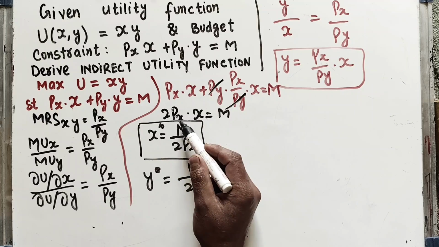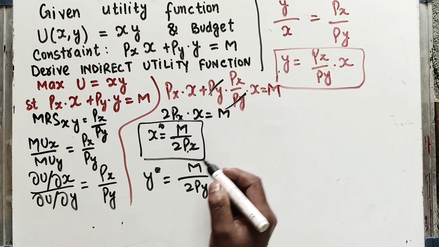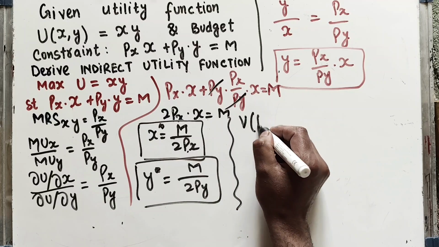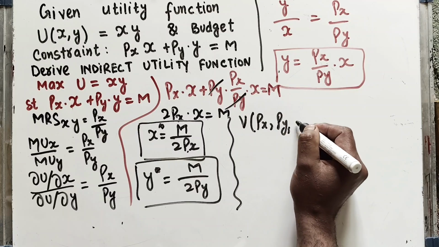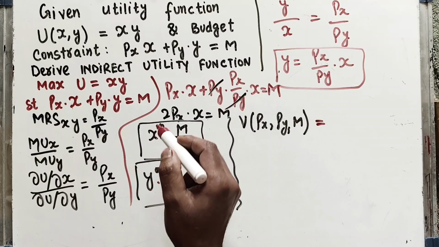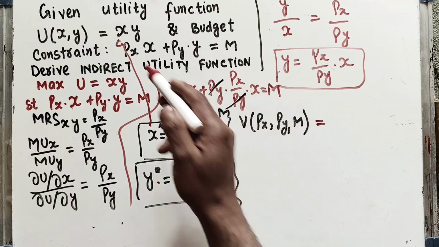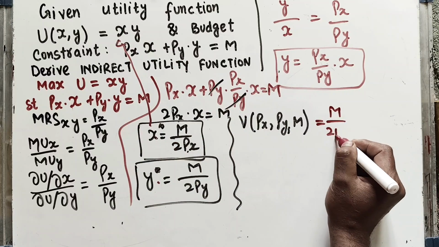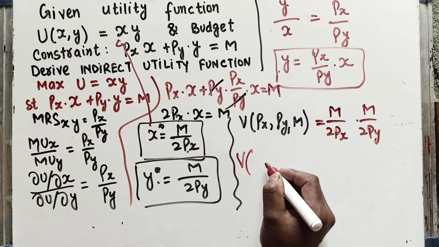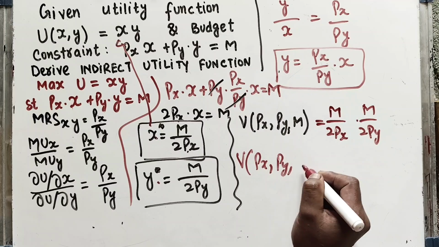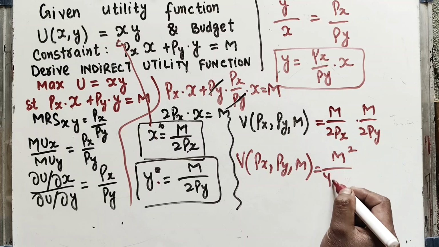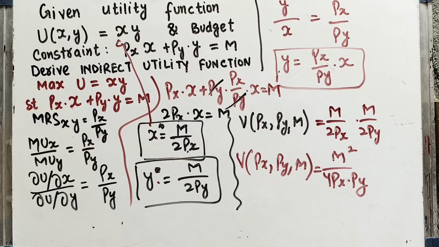How do we get it? Simply plug x is equal to this stuff into this equation. Okay, so these are the demand functions. To find out the indirect utility function, let's denote it by v, that will be a function of price of good x, price of good y, and income of the consumer. So indirect utility function will be derived by plugging the demand function for good x and y into our direct utility function. So we have, in place of x we have m upon 2px, in place of y we have m upon 2py. That means our indirect utility function will be equal to m squared upon 2 into 2 is 4 px times py. That will be our indirect utility function.